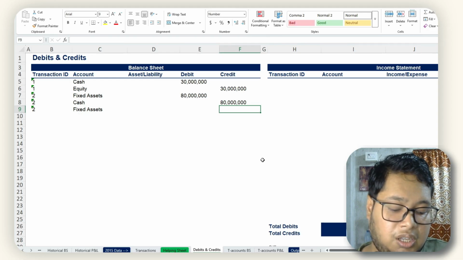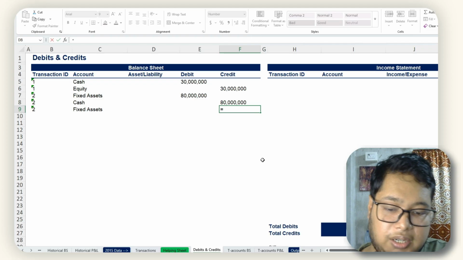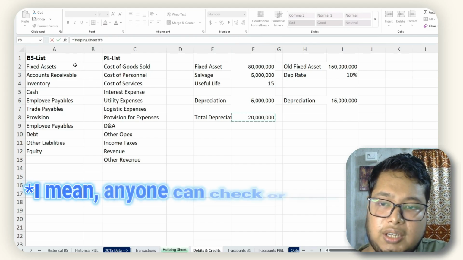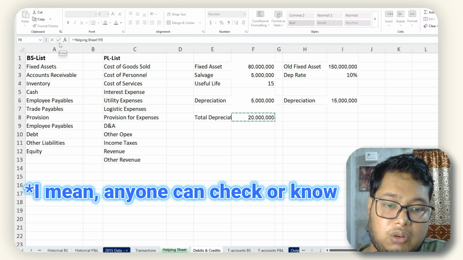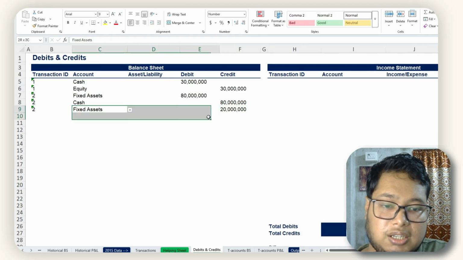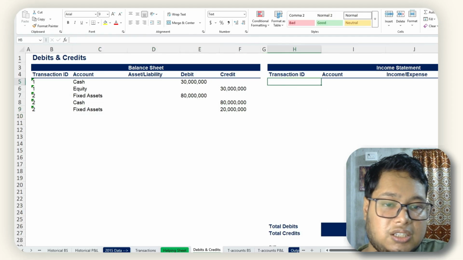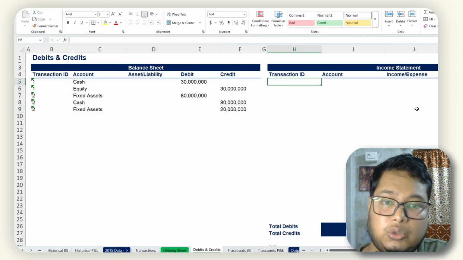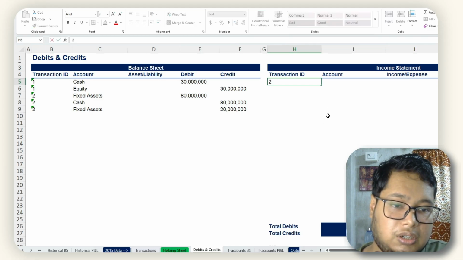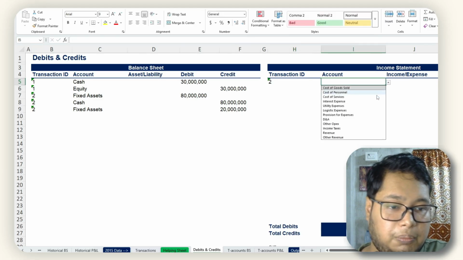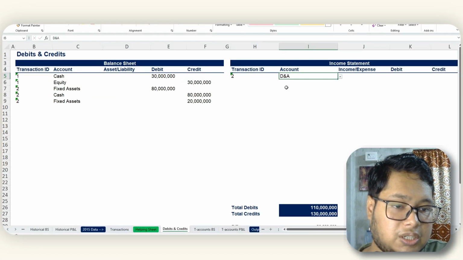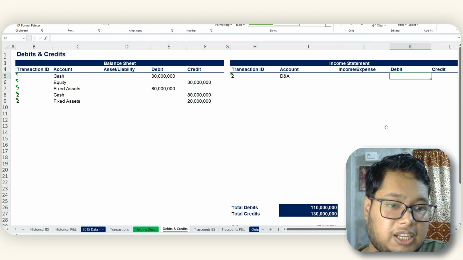I will simply put equals to and take the value from there only, so that anyone can remember where the value came from. That would be nice. Fixed asset is here, and depreciation is related to the income statement, so we have to record it here with the same transaction ID. Then where is the depreciation? Yes, D&A, depreciation and amortization, and it's an expense obviously.